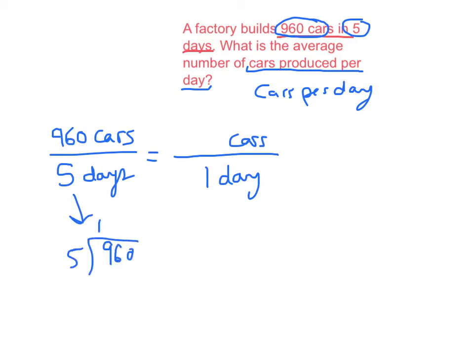5 goes into 9 once, the remainder is 4, bring down the 6. 5 goes into 46 9 times. 9 times 5 is 45. The remainder is 1, bring down the 0. 5 goes into 10 twice. And there's no remainder. So the answer would be 192 cars per day.